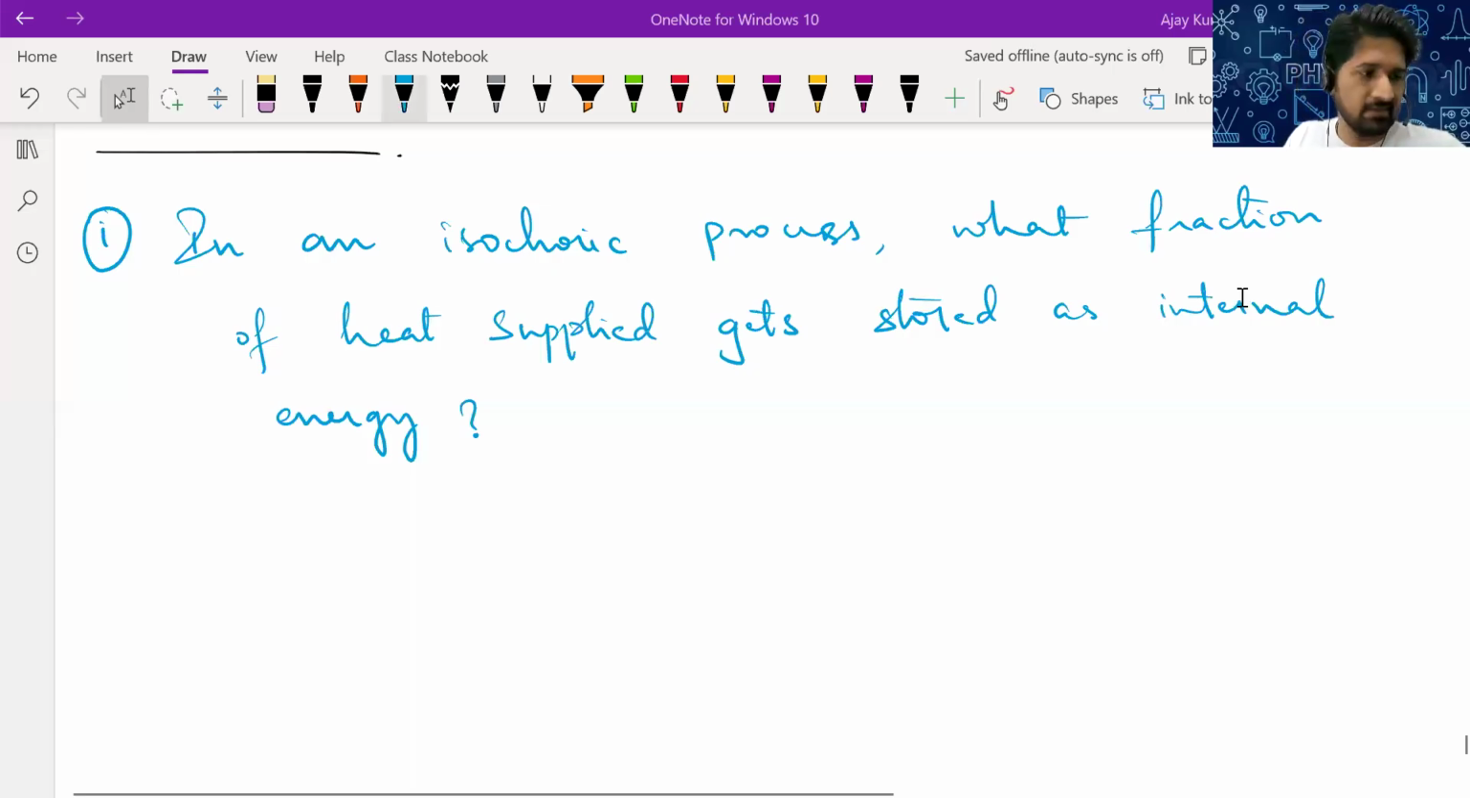Then we can substitute delta. We can move Q to the side. Delta U divided by Q. And then we can substitute delta Q by delta U by Q. So Q by Q is equal to 1.